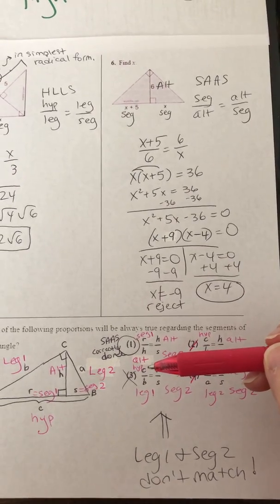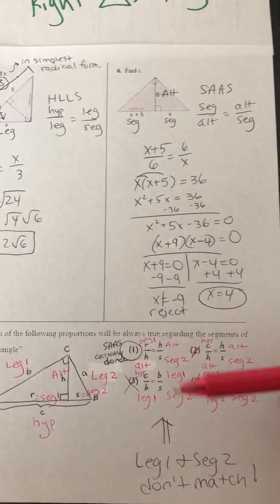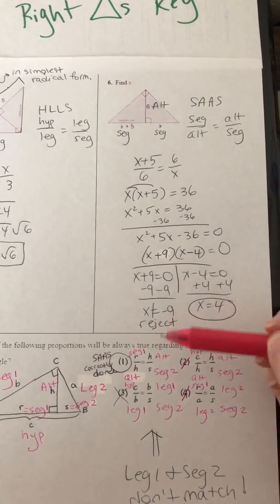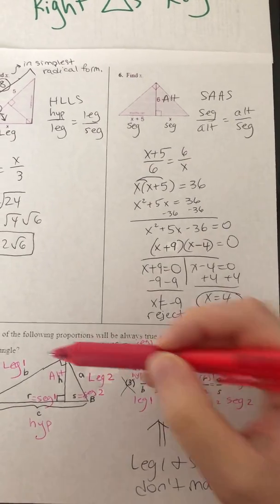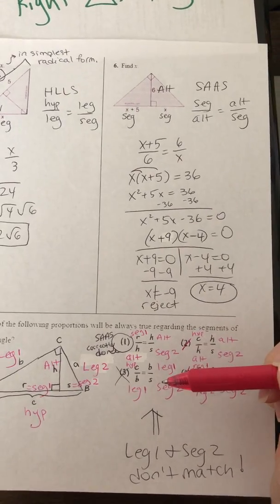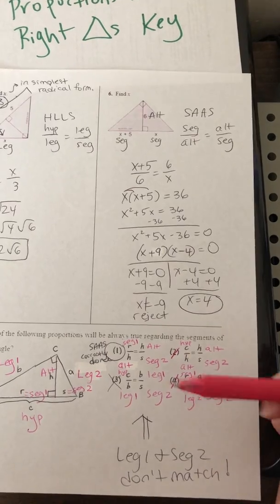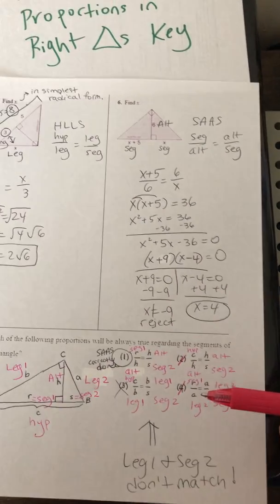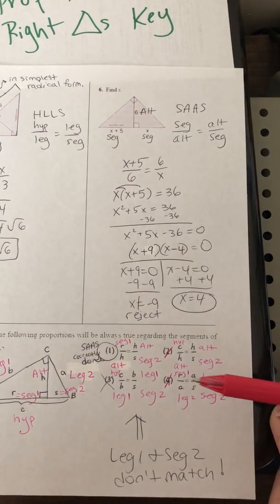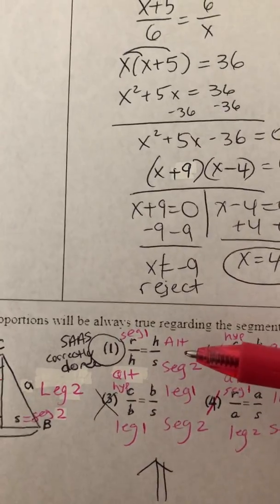In C, number 3, C is hypotenuse over leg equals leg over seg. Now at first glance that looks like HILLS, but look at that leg 1. B is here, matching R, but for some reason this proportion uses S. Leg 1 and seg 2 do not match. That's why 3 is wrong. Lastly, number 4 is seg 1 over leg 2 over seg 2. Now that doesn't make sense. Segments are supposed to go with altitudes. So that's why number 1 is the proper answer.